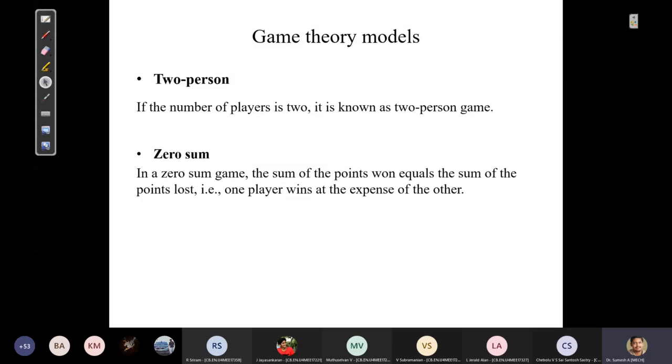So this is the basic classification, the types of models, or introduction to game theory. Now, just like what we saw in decision making, in game theory also we will have a payoff matrix. The outcome resulting from the game, if represented in the form of a table, we can call it a payoff matrix. Okay, I'll take an example.